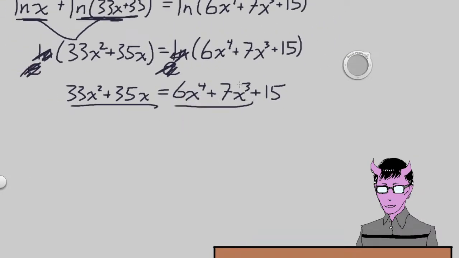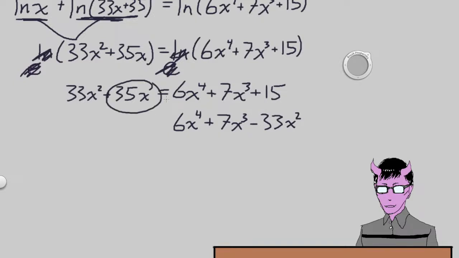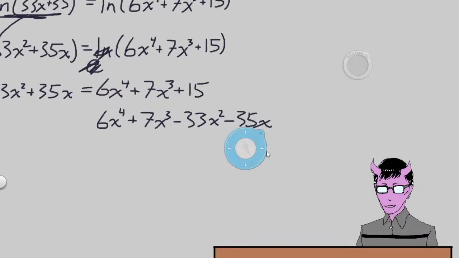Can we cancel anything from both sides? Not that I'm aware of, so we have no choice but to move it over to one side. So we're going to subtract this from both sides. We're going to get 6x^4 plus 7x^3, and then minus, I'm putting this in descending order, minus 33x^2. This is the next one, so minus 35x. That's it, and then plus 15.